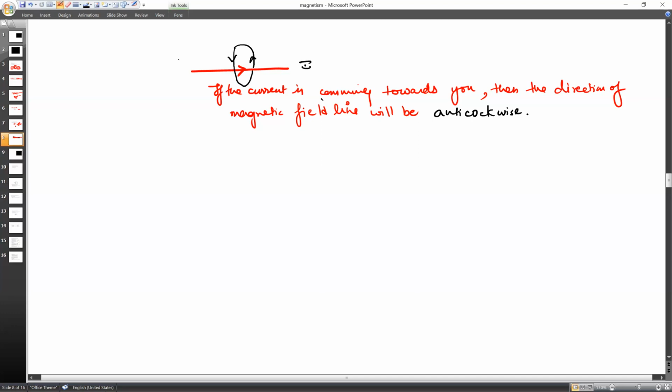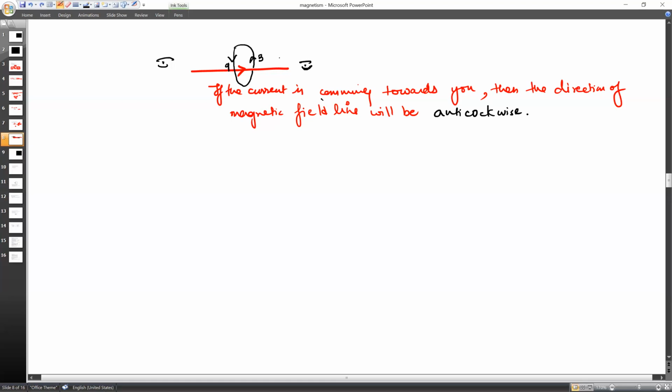But if you watch the same thing from here, the current is going away from you, and this same thing will be observed by you as clockwise. When you watch it, you will see 3 and 9. If you are watching from here and the clock is here, you will find this is 3 and this is 9, and this is 12 and this is 6.